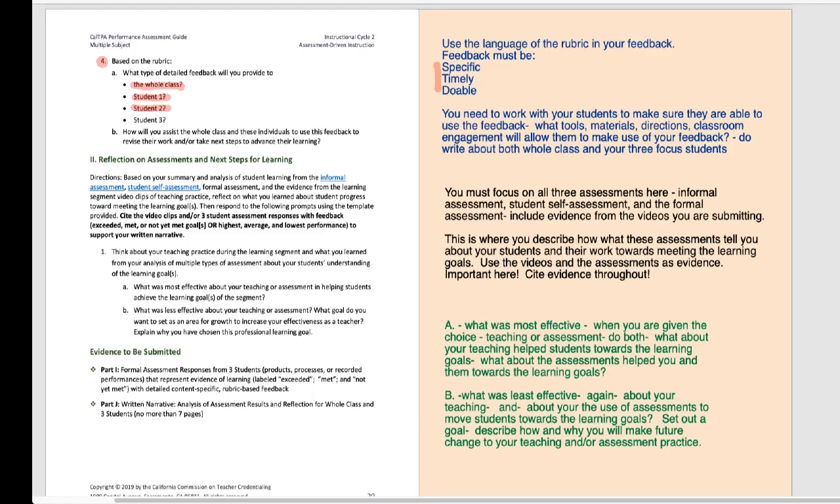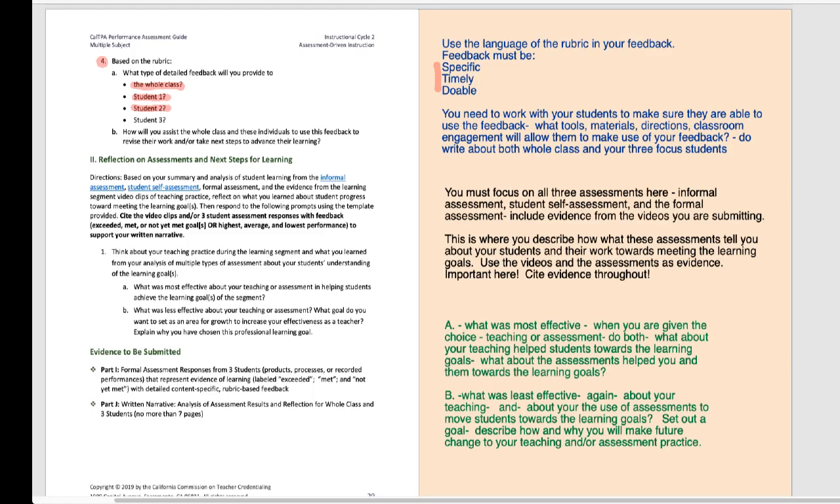Poor feedback would be, you would do better by this if you just concentrated better. That's not specific and that's not timely. All right? A better kind of feedback would be, try these 3 steps to improve this way of going about the problem solving. Right? So it's something that kids can do right away.